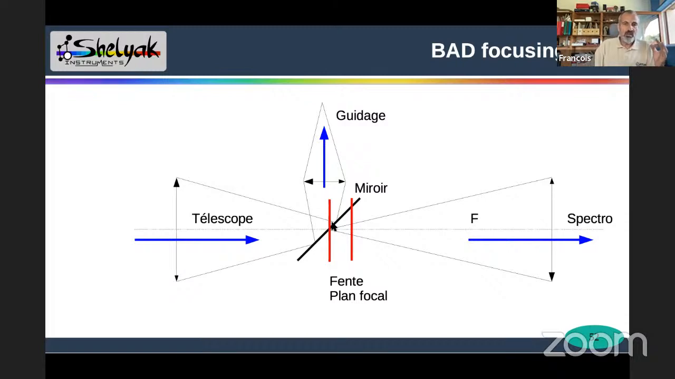And in this case, you will lose a lot of light. And again, this is a pity because you just have to focus in the proper order. So be very careful, because this is a very common trick, just to forget to see properly the sharp slit.